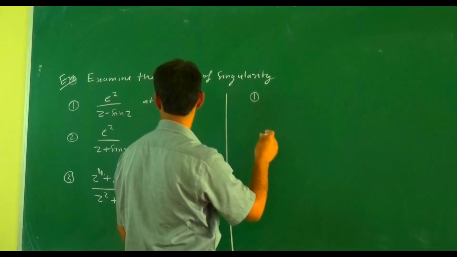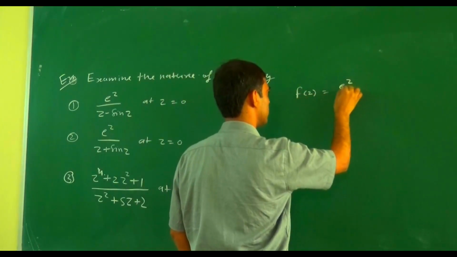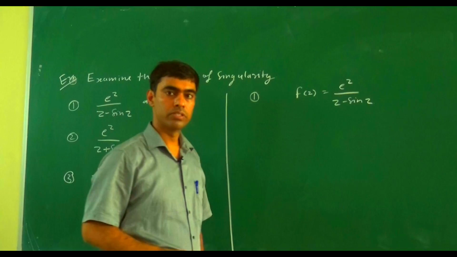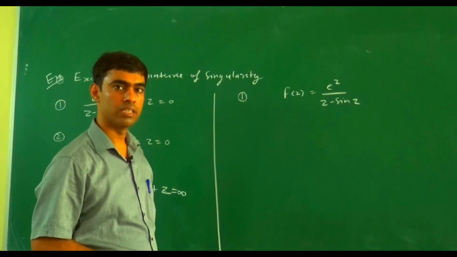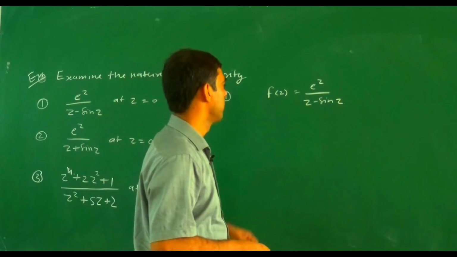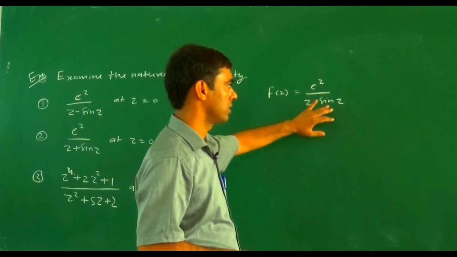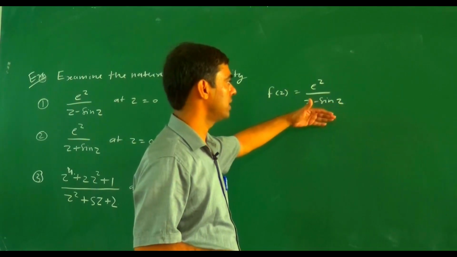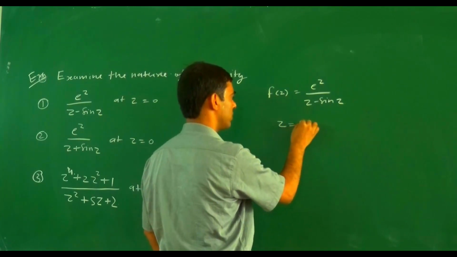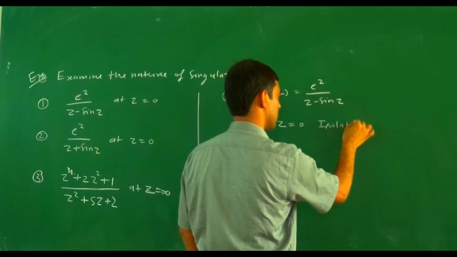First one, if we try to solve, f(z) equals e to the power z upon z minus sin z. Either this is an isolated singular point or a non-isolated singular point. Here z equals 0, and sin z equals z, and there are several singular points. So this one at z equals 0 is an isolated singular point.